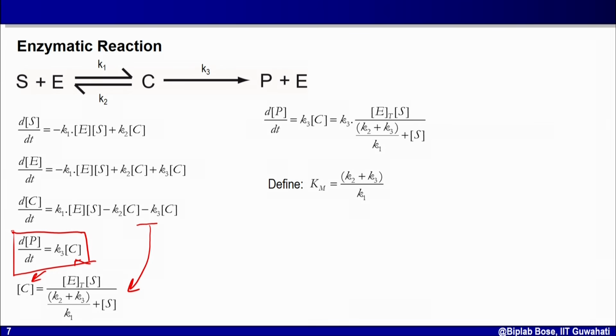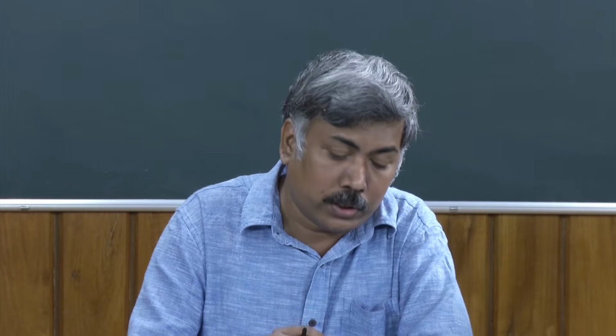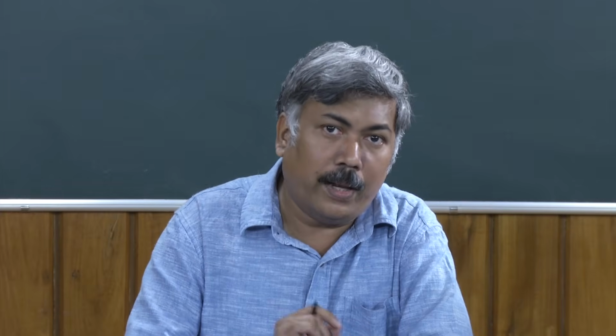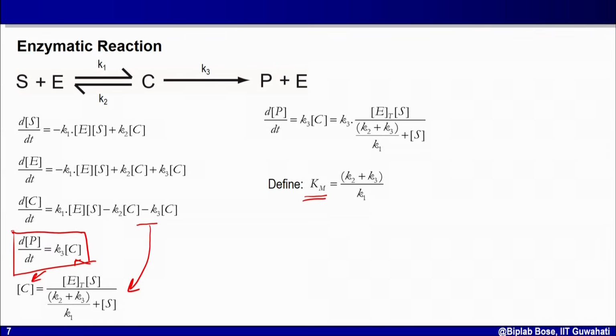Now (K2 plus K3) divided by K1 is a well-known constant, and that is called the Michaelis-Menten constant. It is called Km. And remember, this is very common in biochemistry books. You will find many a time biologists and biochemists who characterize enzymes calculate this Michaelis-Menten constant for these enzymes, and that is very helpful for our modeling, because we can take those numerical values for the Michaelis-Menten constant and plug them into our ODE. So Km is defined as (K2 plus K3) by K1.